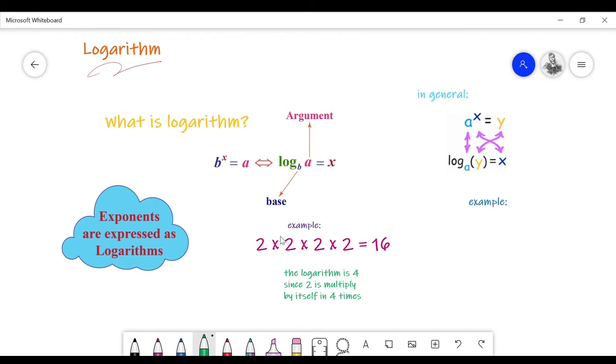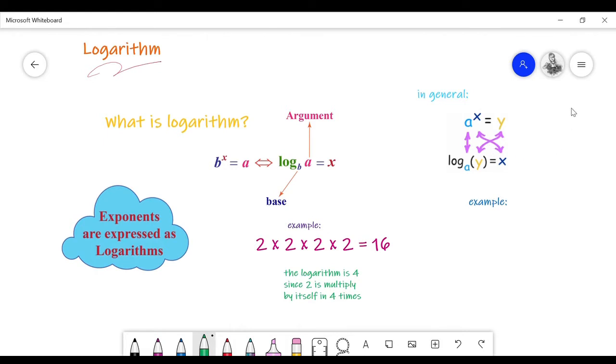Then the example will be like this. So you have 2 times 2 times 2 times 2. So the logarithm is 4, since 2 is multiplied by itself 4 times. So now you look at the example here, how to convert this exponent to logarithm.